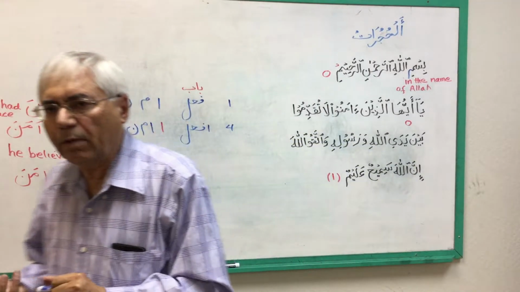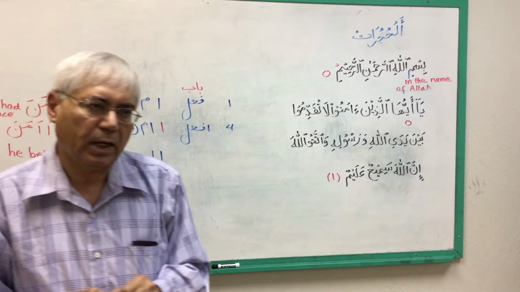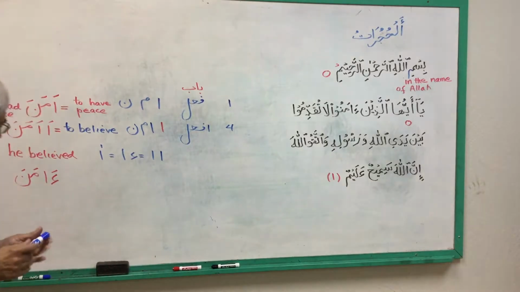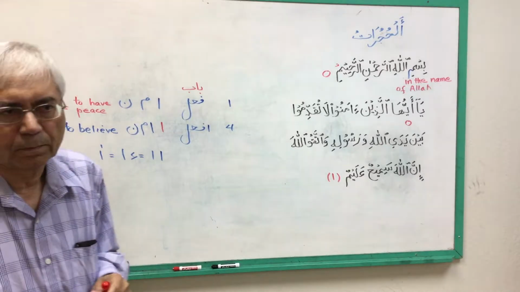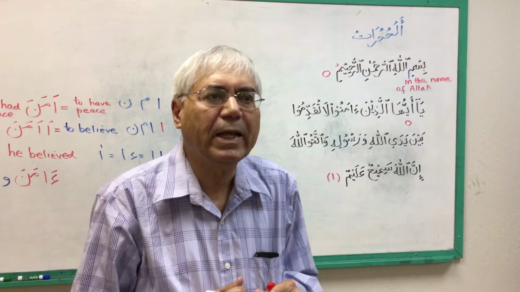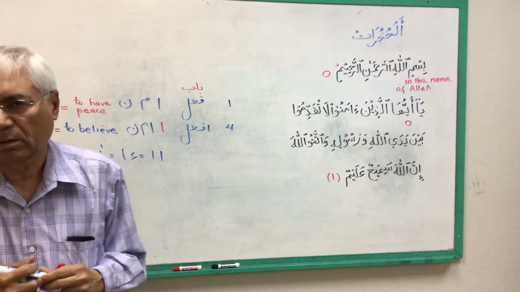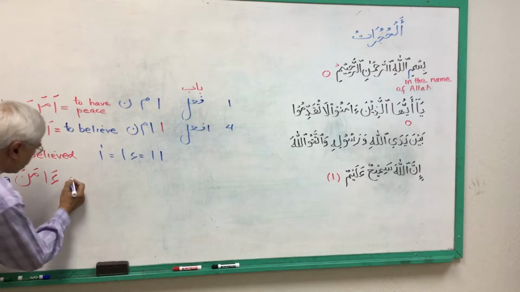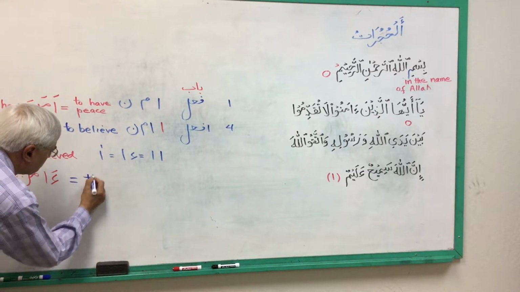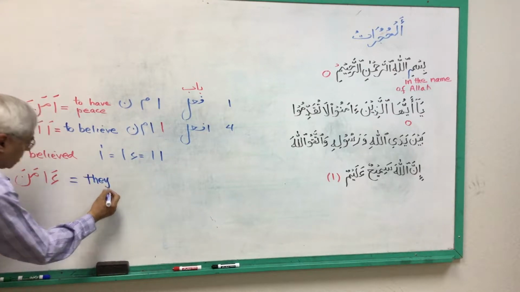Then, if you add a waw at the end, it becomes the plural. Plural means they believed. Okay, so this becomes they believed.